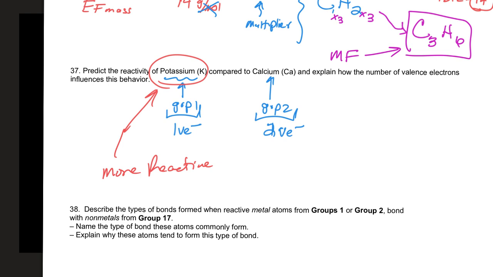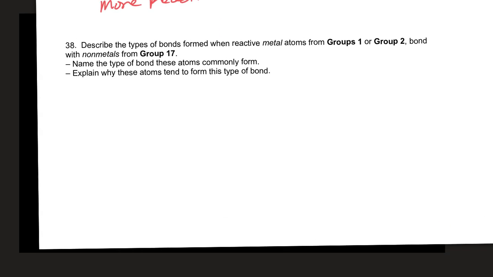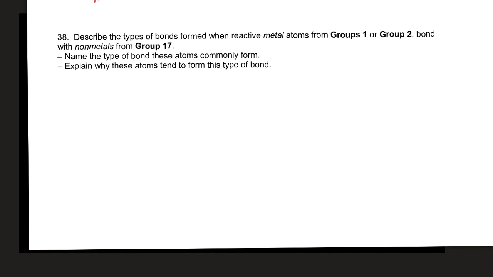And that's definitely going to influence the behavior of the reactivity. Okay. And finally, we've come to the last question of the review. Let's get this up to the top. So the final question asks us to describe the type of bonds formed when reactive metal atoms from group 1 or group 2 bond with nonmetals in group 17.